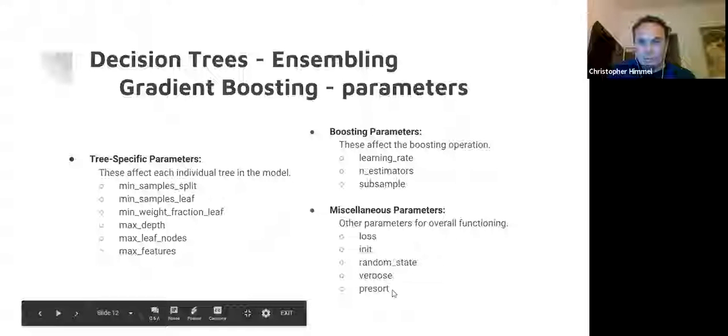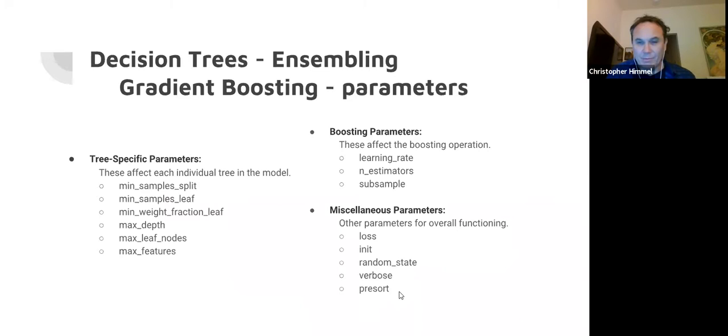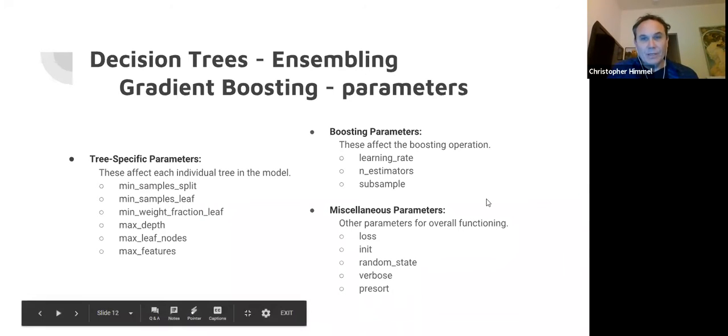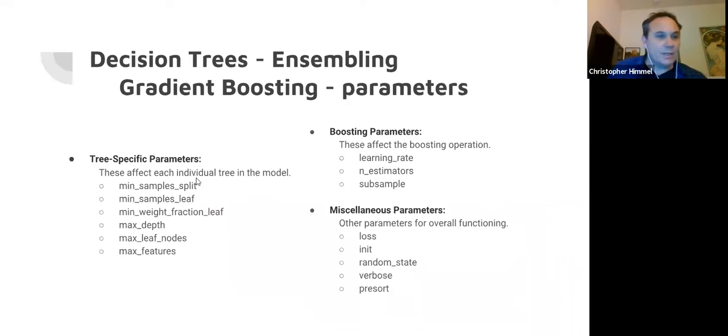And then pre-sort, not sure what this is. Probably has to do with how the data is sorted before it runs. Maybe it goes faster if it's sorted a particular way. Okay, so that's it for gradient boosting. Pay attention to the time.